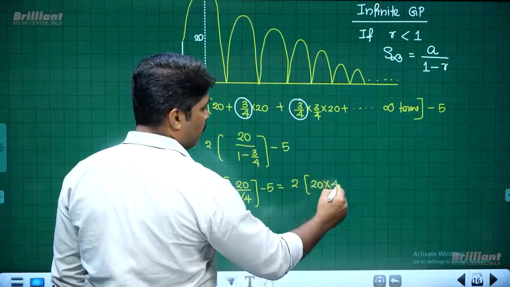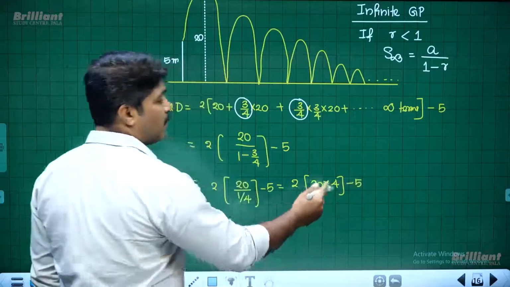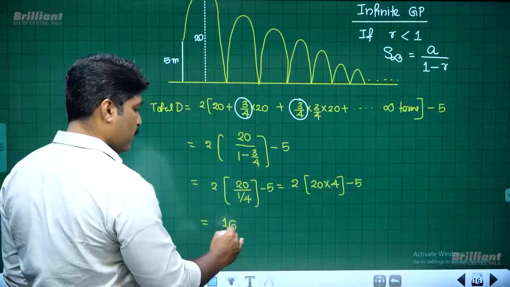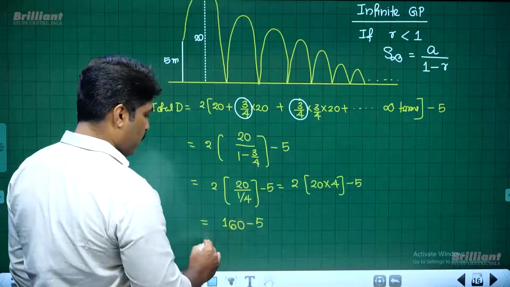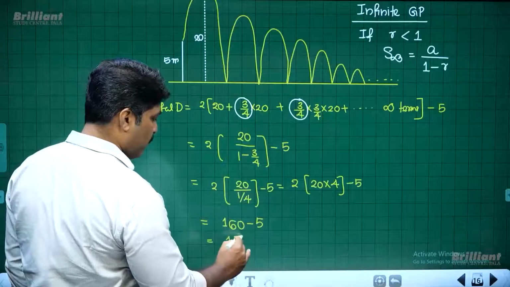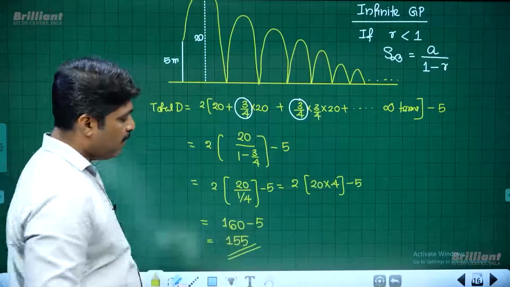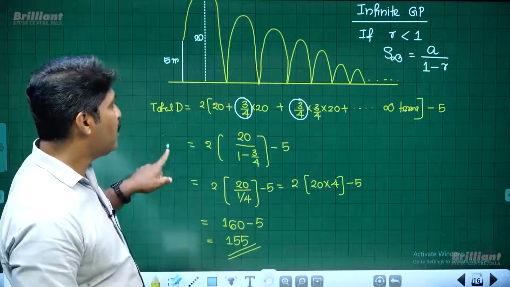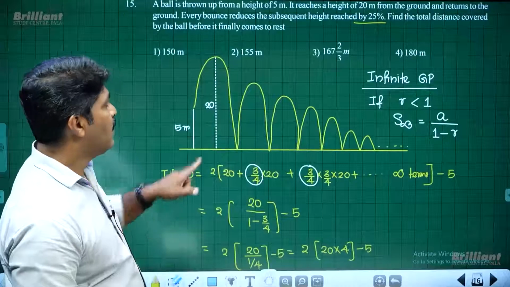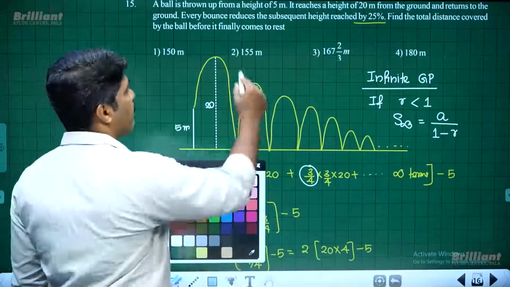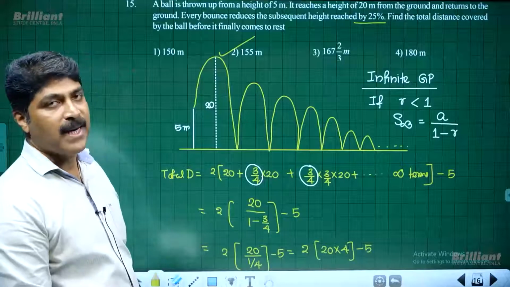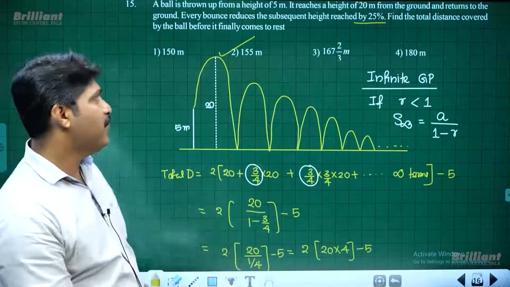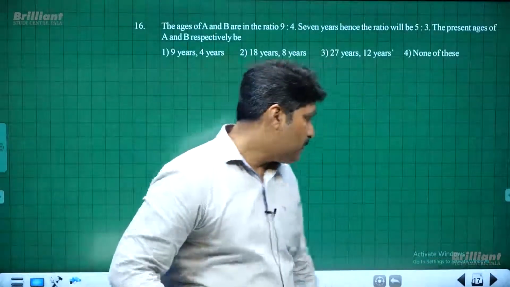So that is equal to 2 into 20 into 4, minus 5. So 20 into 4 is equal to 80. 2 into 80 is equal to 160. So 160 minus 5 is equal to 155. That's the total distance it traveled. Therefore, the answer is 155 meters. Understand that concept of infinite GP, an application of infinite GP here. Okay, move to the next question.